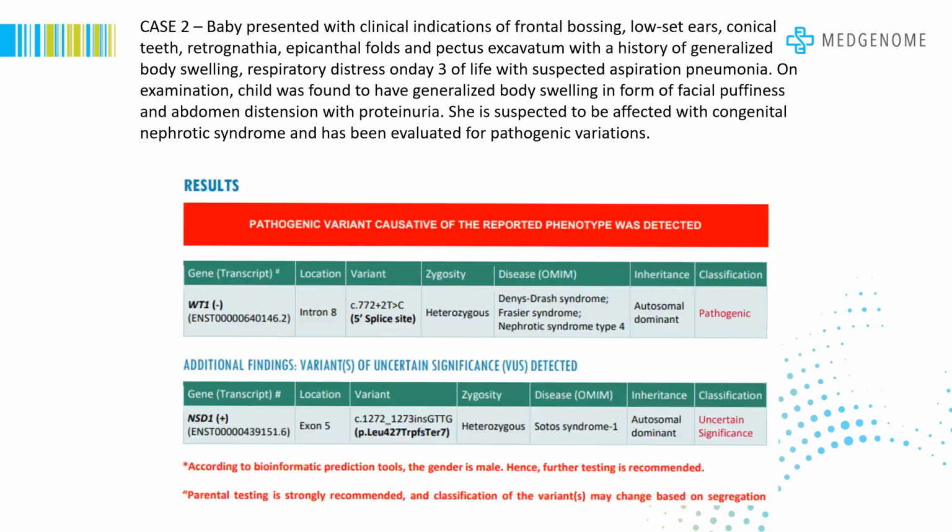This is a second case where a baby presented with clinical indications of frontal bossing, low-set ears, conical teeth, and epicanthal folds. She was suspected to be affected with congenital nephrotic syndrome and was evaluated for a pathogenic variation. So what have we found? We found a mutation in the WT1 gene. This is a heterozygous, autosomal dominant, pathogenic mutation. This confirms the diagnosis that this baby is affected with nephrotic syndrome. As a clinician, the clinician was suspecting nephrotic syndrome, and we also found a mutation that is causing nephrotic syndrome in this case.